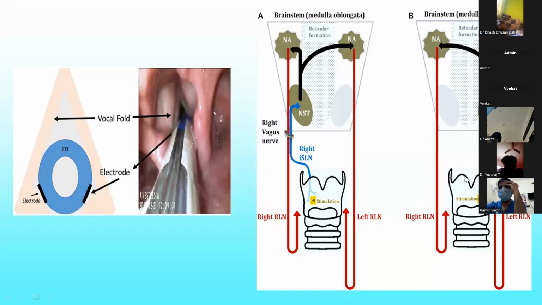Similarly, if you are doing surgery on the right side, the stimulation is on the left side. It goes along the same brainstem pathway from afferent to efferent and comes back to the recurrent laryngeal nerve, finally innervating the laryngeal adductor muscles.